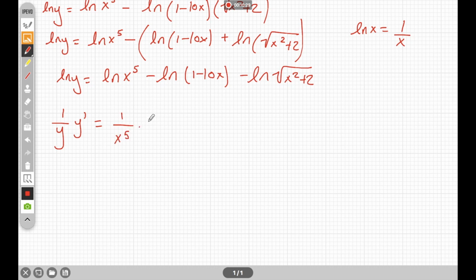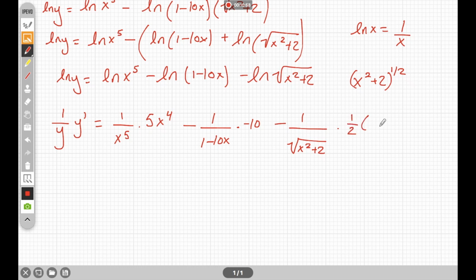times the derivative of x to the 5th, which is 5x to the 4th, minus ln 1 minus 10x is 1 over 1 minus 10x times the derivative of 1 minus 10x, which is times negative 10, minus the derivative of ln of square root of x squared plus 2 is 1 over the square root of x squared plus 2 times the derivative of x squared plus 2 to the 1/2. So what's that become? 1/2. Keep the inside function the same. Decrease power by 1, multiplied by the derivative of x squared plus 2. Here it's just 2x.